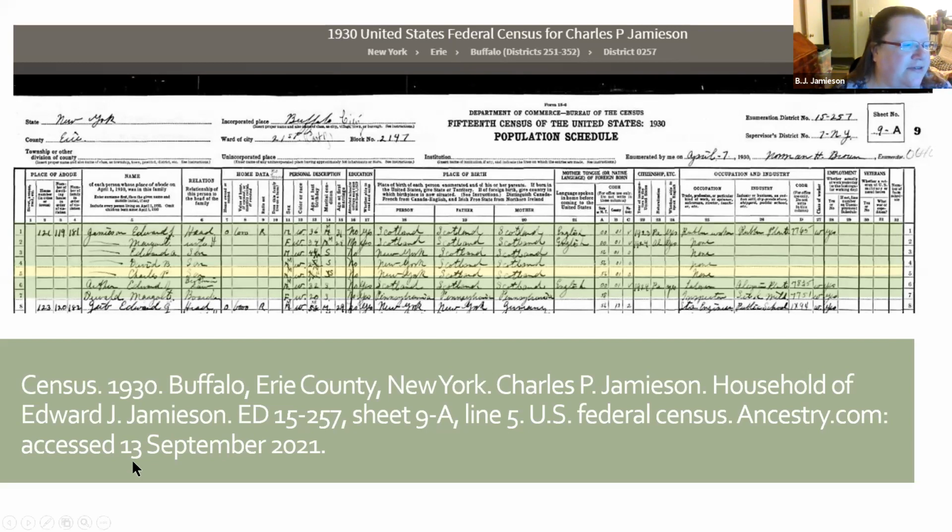And then here's the information that's the equivalent of a page number in a book. We have enumeration district 15-2257, which you see here. Sheet 9A, and then he's on line 5. And I saw this at Ancestry, so I put that there.